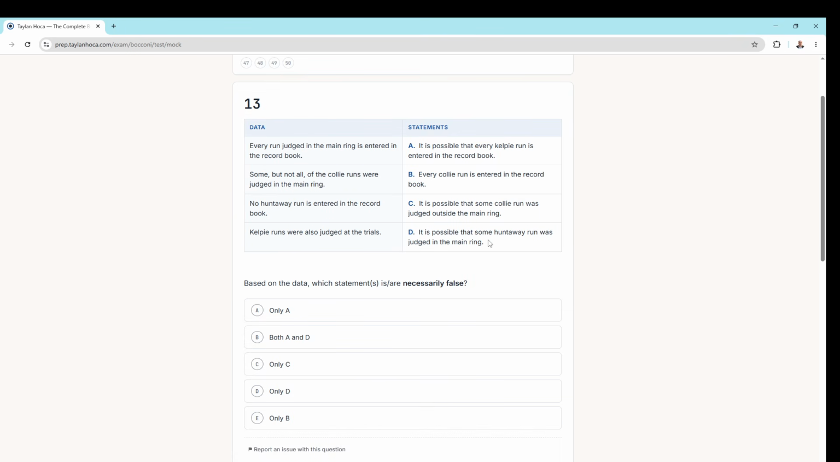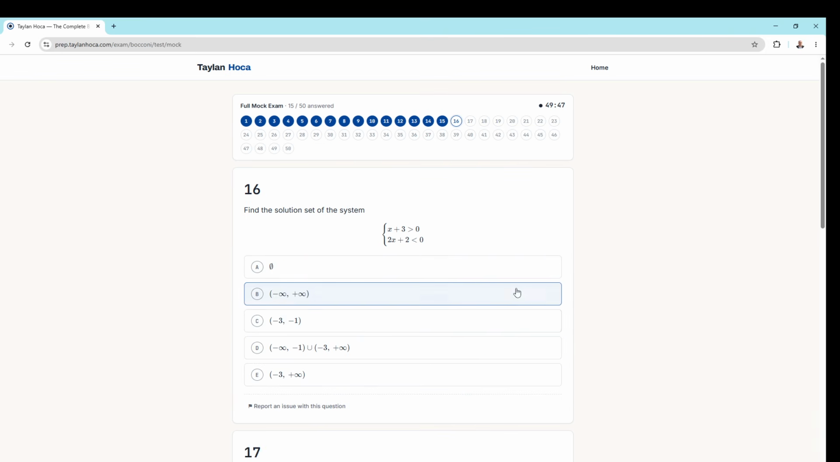It's possible that some huntaway run was judged in the main ring. Okay, no huntaway run is entered in the record book. If some huntaway run was judged in the main ring, then they would be in the record book. So D is necessarily false, because if some huntaway run was judged in the main ring, they would be in the record book. So therefore, it contradicts this one. So only D. All right, let's go.